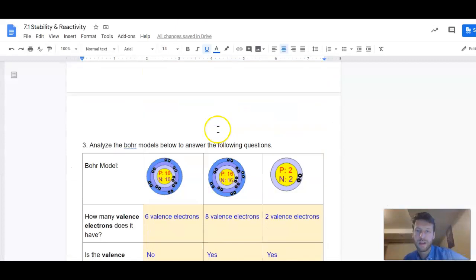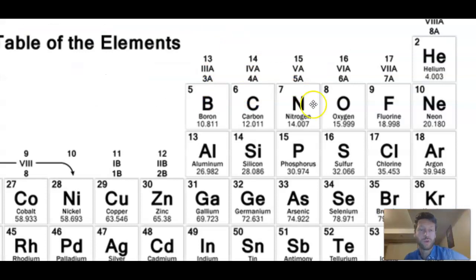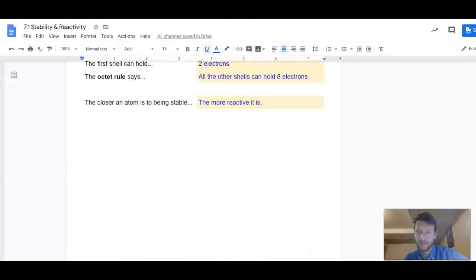Now remember, back in our notes, we said the closer an atom is to being stable, the more reactive it is. The closer that basketball team is to winning, the harder it's going to fight to win the game. Therefore, which one's closer to being stable? Nitrogen needs to gain 3 electrons. Oxygen needs to gain 2. So oxygen is closer to being stable and is therefore more reactive.